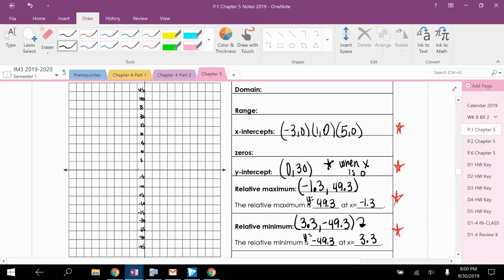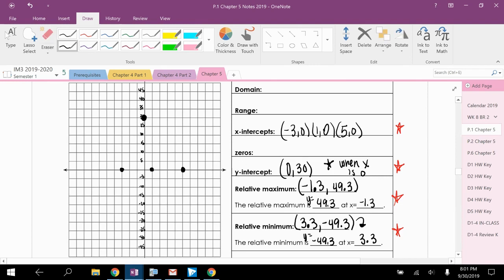So I have negative 3, 0, so 1, 2, 3. Here's negative 3, 0. Then I have 1, 0, which is about right there. And I have 5, 0, so 1, 2, 3, 4, 5. Now our y-intercept is next. We already did our x-intercepts. Now let's move on to our y-intercept. So 0, 30. Left to right 0, up 30 is about right there. Now the y-intercept is done. We graph that guy.